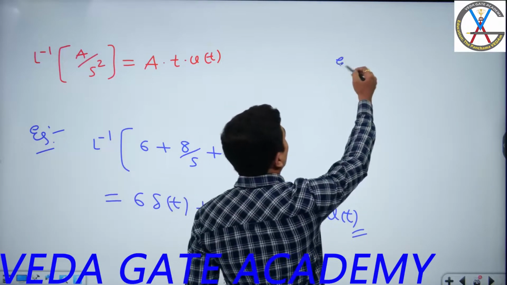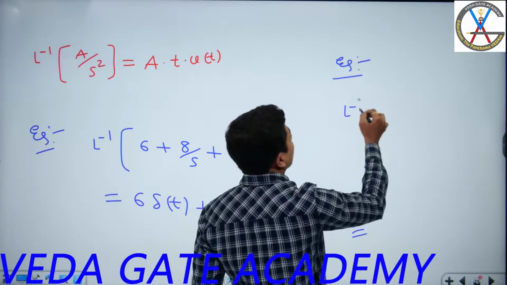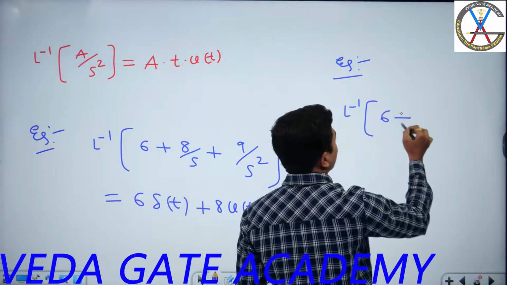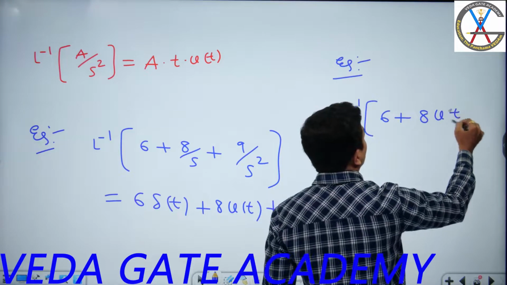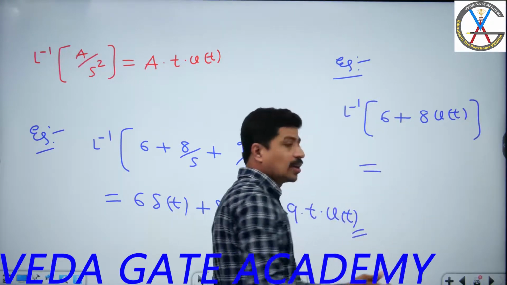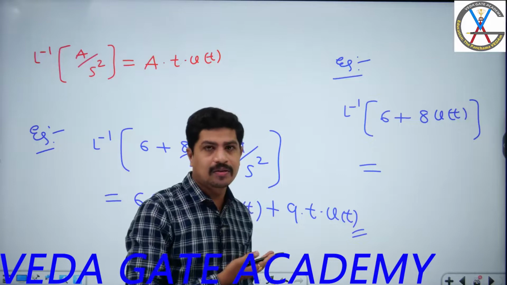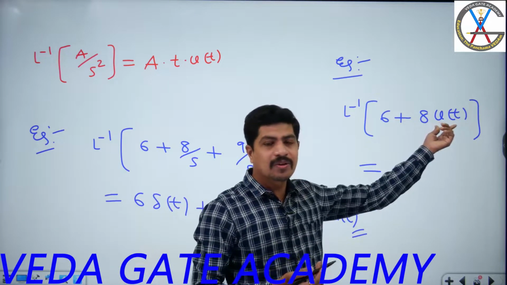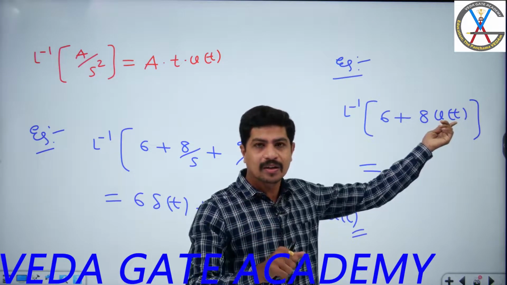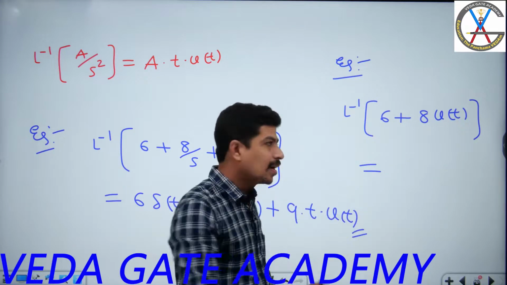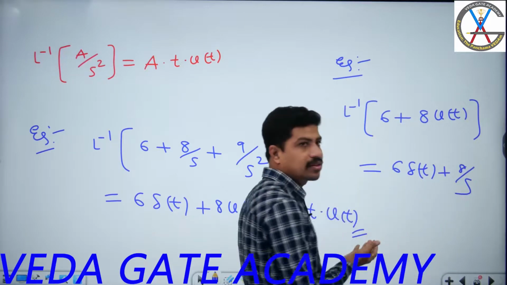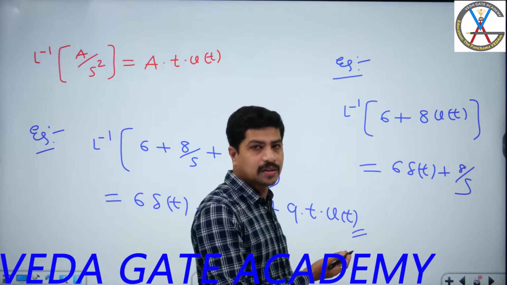Let me ask you one more question. What is the inverse Laplace transform of 6 plus 8 u of t? Some people will try to give an answer for that question. It's nonsense. I am applying inverse Laplace to something which is already in the time domain. This is not correct. They might say 6 into del of t plus 8 by s. Completely nonsense.